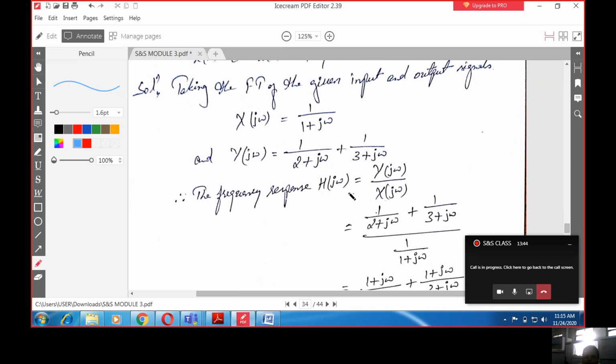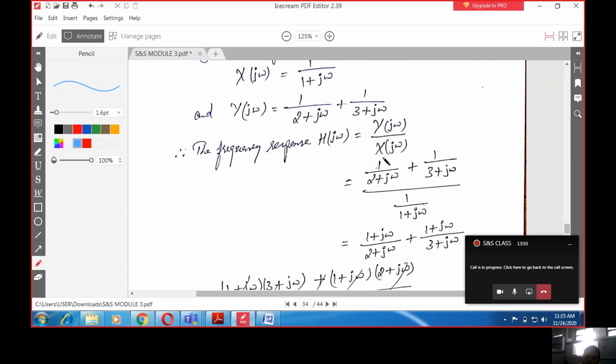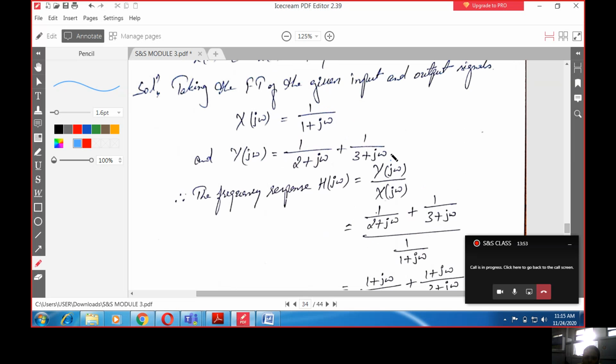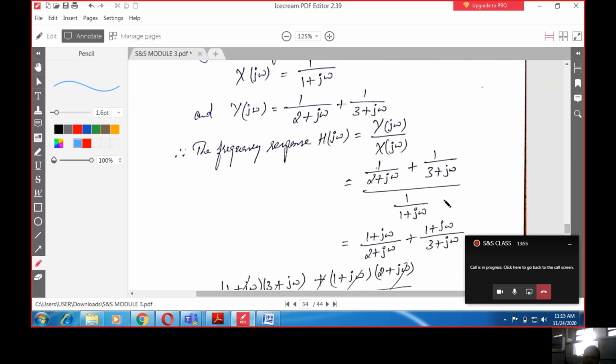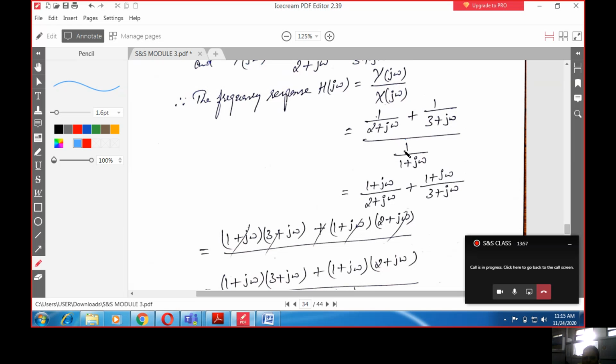Then what is the frequency response? H(jω) is equal to Y(jω) divided by X(jω). Therefore substitute for Y(jω) and X(jω), and you will be getting this equation. Then the denominator is going to be the numerator, and I can write the equation as (1 + jω) divided by (2 + jω) plus (1 + jω) divided by (3 + jω).